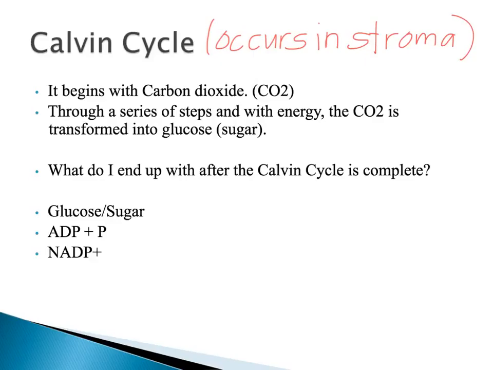So in the end, after the Calvin cycle is complete, you should end up also with 3 things: glucose, or sugar, ADP plus P, and NADP plus, to signify that energy was released to transform the carbon dioxide into sugar.